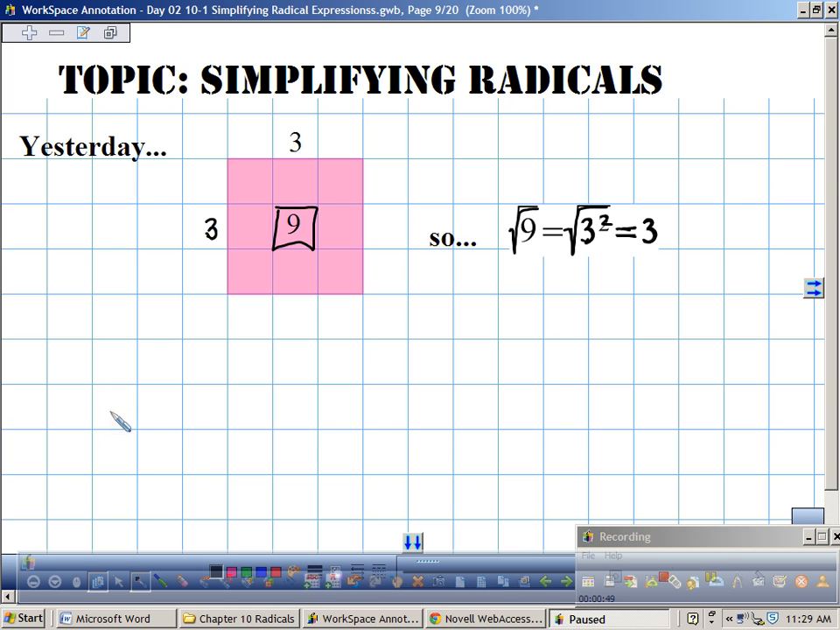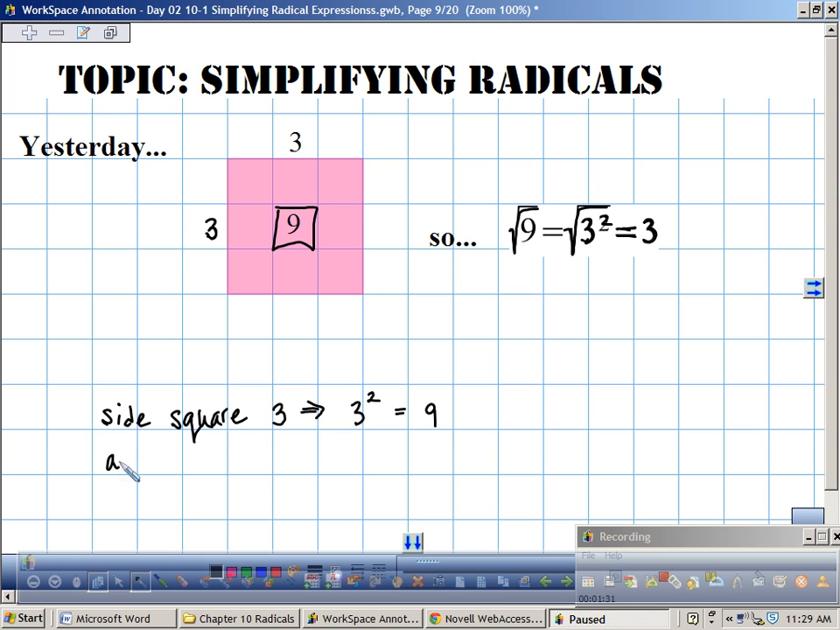If I were to tell you the side of a square is 3, could you tell me the area? If I tell you the side of a square is 3, then what's the area of that square? Good, 9. How do you know that? Because 3 squared equals 9, correct?